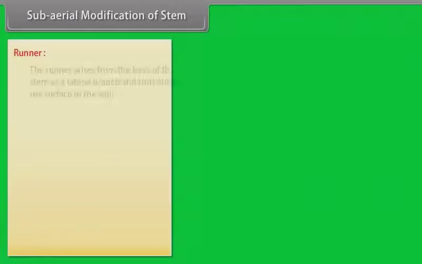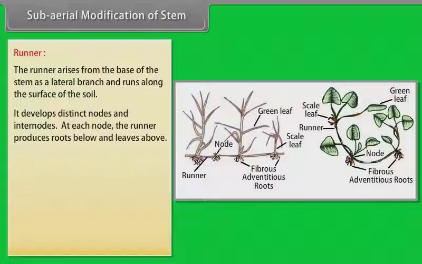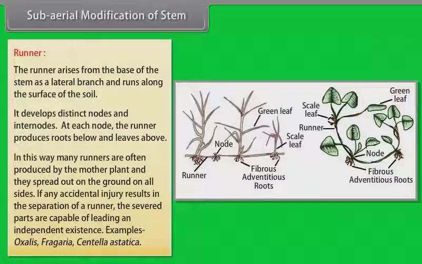Runner. The runner rises from the base of the stem as a lateral branch and runs along the surface of the soil. It develops distinct nodes and internodes. At each node, the runner produces roots below and leaves above. In this way, many runners are often produced by the mother plant and they spread out on the ground on all sides. If any accidental injury results in the separation of a runner, the severed parts are capable of leading an independent existence. Examples: Oxalis, Fragaria, Centella asiatica.